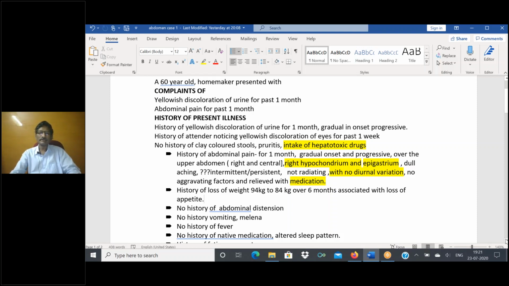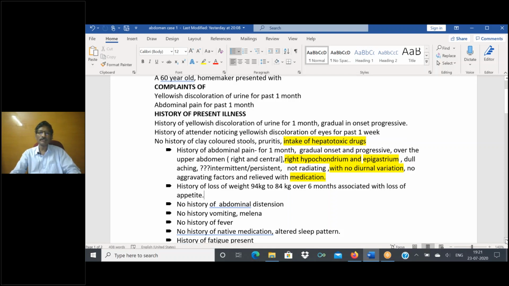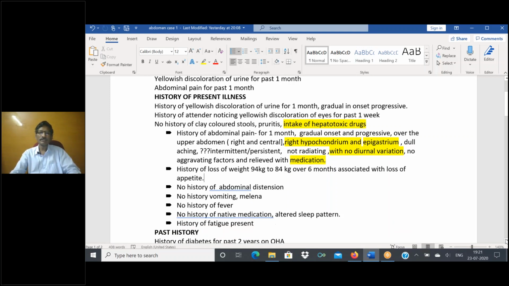No history of abdominal distension, no history of vomiting, melena, no history of fever, no history of native medication, altered sleep pattern, history of fatigue. Okay, fine. Now, can you quickly tell the relevance of the symptom?